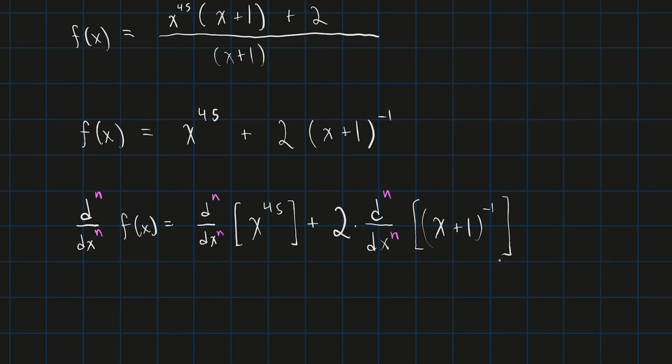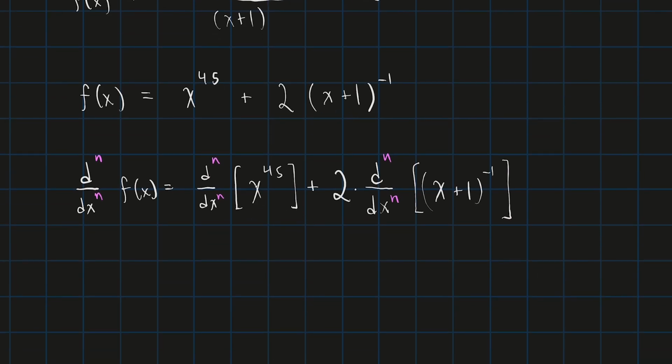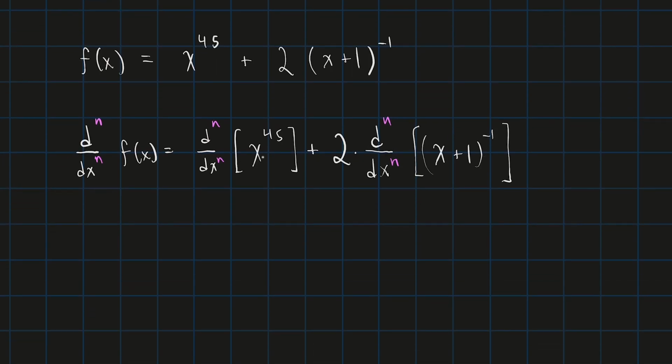Okay, so here's what we're going to do. I'm going to take the derivative of this a few times and try to find the pattern for x to the 45. And then I'm going to do the same thing with x plus 1 to the power of negative 1. And once we find a pattern for both of these, a pattern where if we know what derivative number we're on, we can find the actual derivative, we're going to find the 46th derivative for x to the 45, the 46th derivative for x plus 1 to the power of negative 1, and then put it back into this equation.